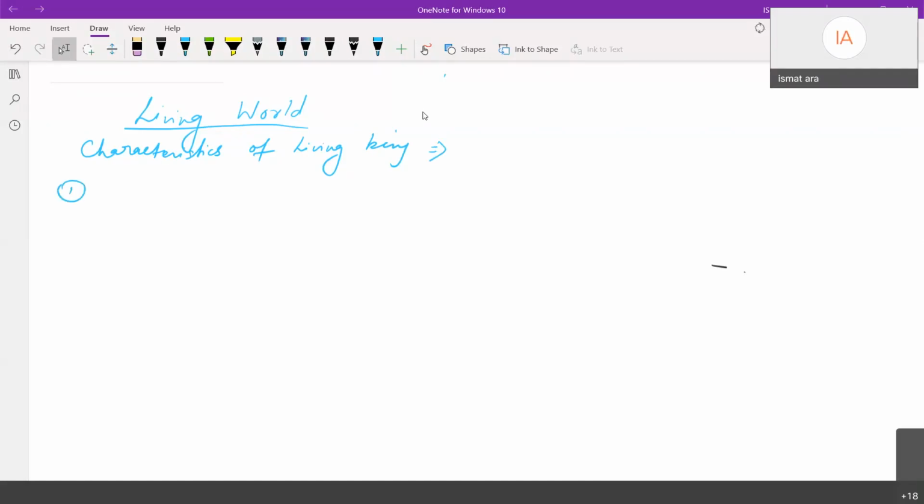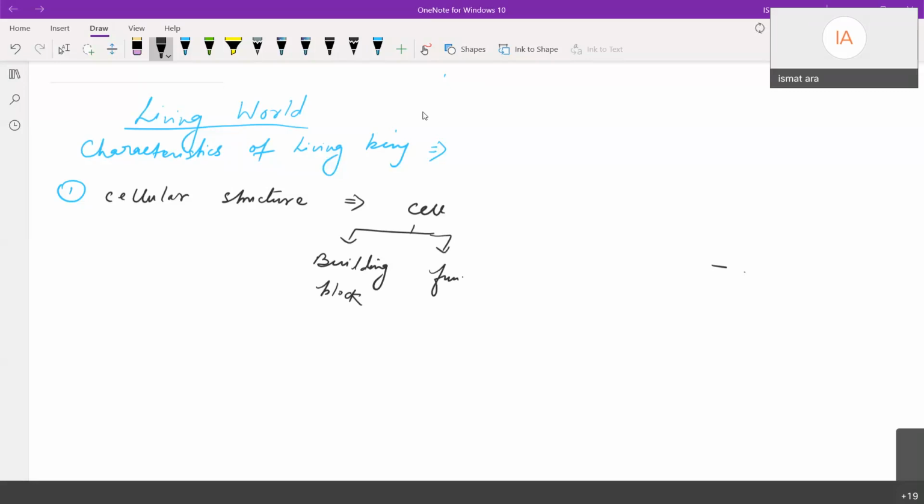So, the first characteristic is cellular structure. Okay. This is the first characteristic. Cellular structure means your body is made up of cells. So, the cell is the building block. That means they form the structural unit, as well as the functional unit. Because all of you know the definition of the cell: the cell is the structural and functional unit of life. Now, cellular structure is a characteristic of living beings.